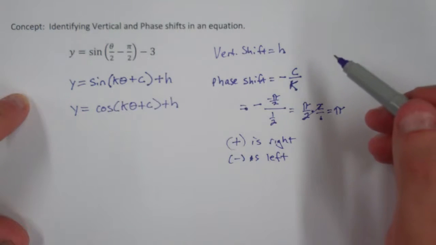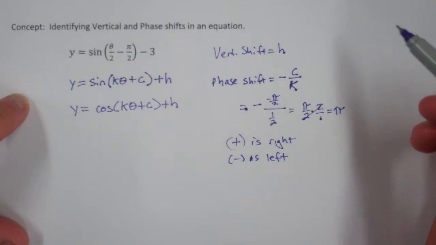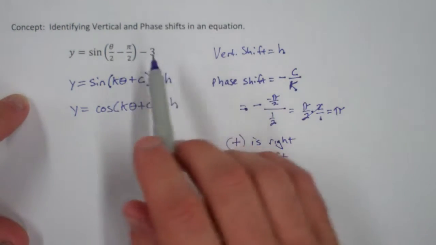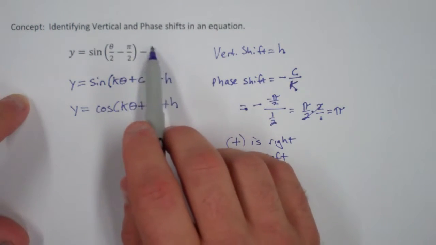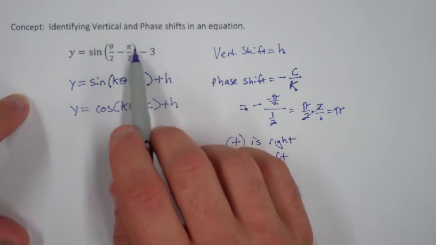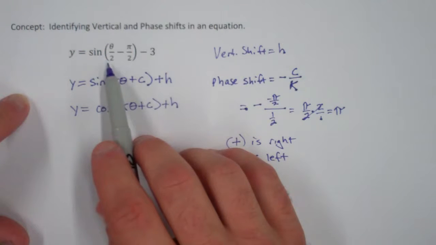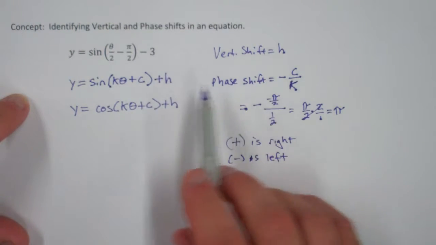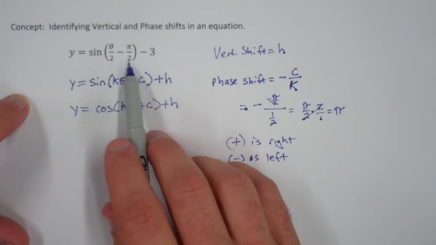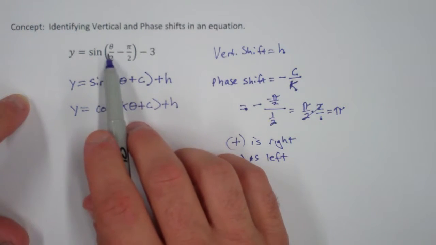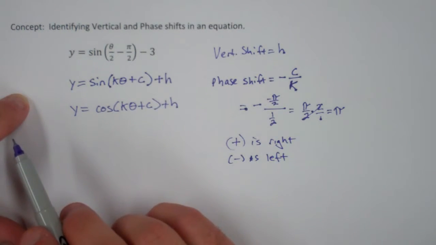That's really all there is to know about vertical shifts and phase shifts. The vertical shift is just this value here that's off to the right hand side, not included in the parentheses. And then for the phase shift, you do need to know c, which is negative pi over 2, and also k, which in this equation is 1/2.